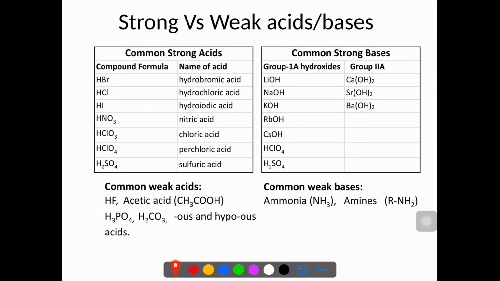Your nitric acid and sulfuric acid are often used in the lab, so you should remember these are strong acids. Chloric and perchloric are again strong acids. The rest of them are weak.